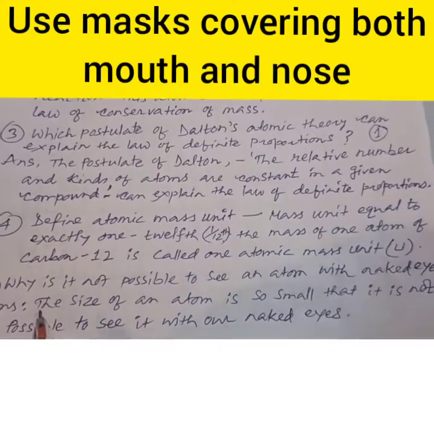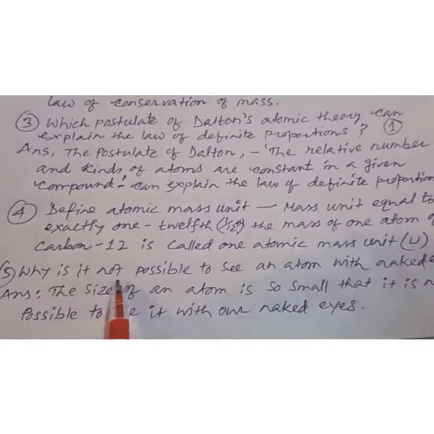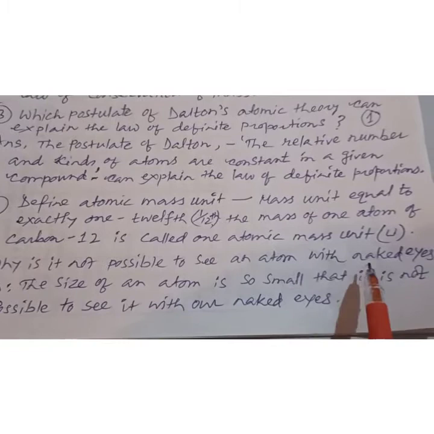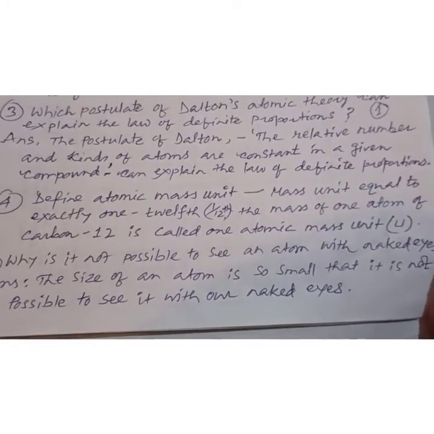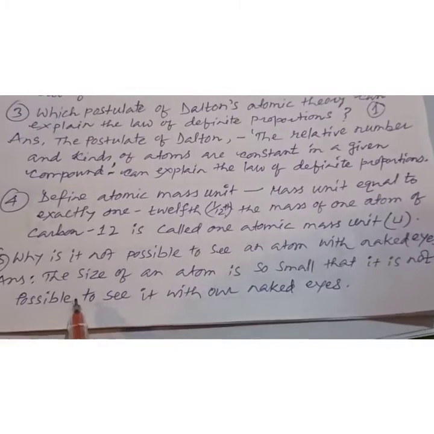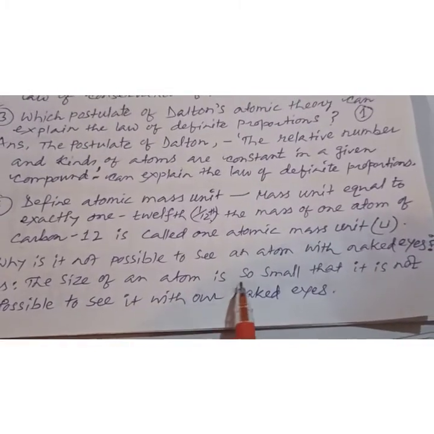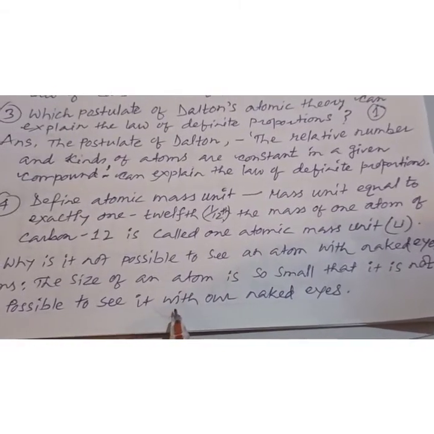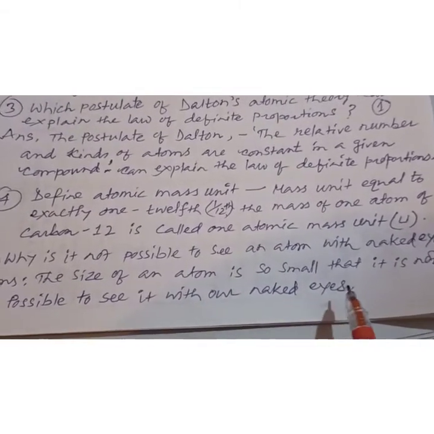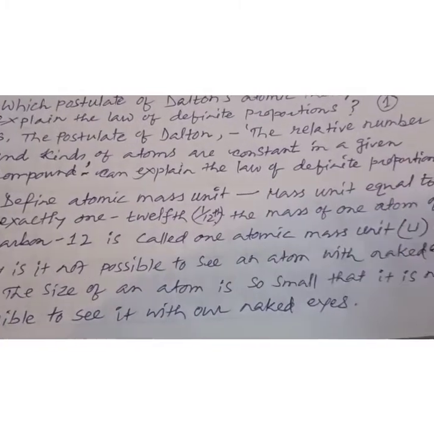Okay. Next, why is it not possible to see an atom with naked eyes? Here also it carries 1 mark. So that is very easy. The size of an atom is so small that it is not possible to see it with our naked eyes. And also you can write this one.